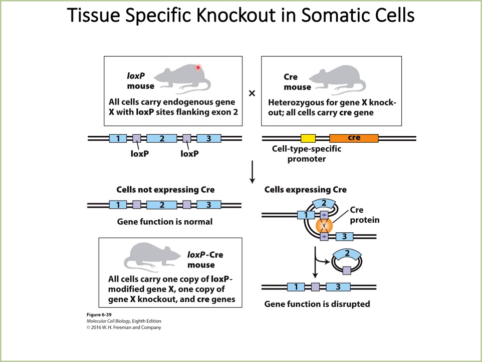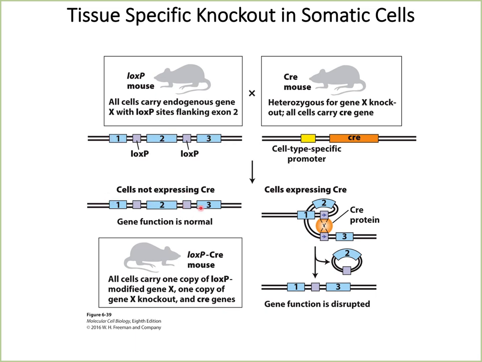Here we have a mouse which carries an endogenous gene. This is a transgenic mouse, called a LOXP mouse. We have LOXP sites flanking exon number 2. This is exon 1, exon 2, exon 3, the gene of your interest. These are the introns, and in the introns you have the LOXP sites. So this is basically the typical construct.